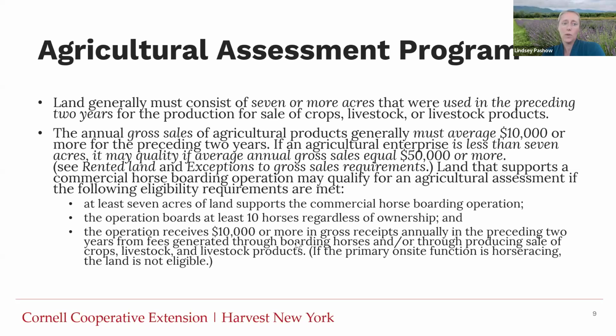To get agricultural assessment, there are two options on levels. Land generally consists of 7 or more acres, with the preceding 2 years of production and sales of crops, livestock, and livestock products. You have to show that you're making an average of $10,000 or more. If you're under 7 acres, that's when you have to produce sales receipts of $50,000 or more over 2 years.